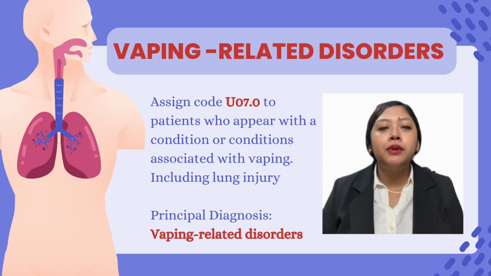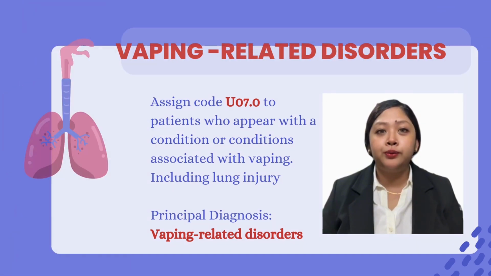First of all, any vaping related disorders should be assigned with code U07.0 to patients who appear with a condition or conditions associated with vaping. Also, lung injury related to vaping can only be assigned with code U07.0.